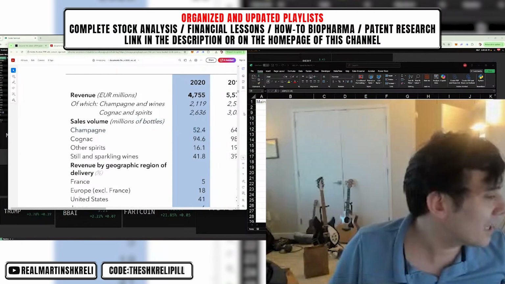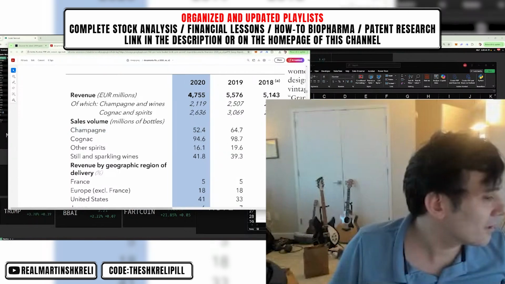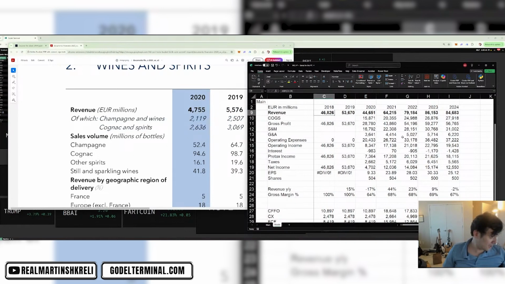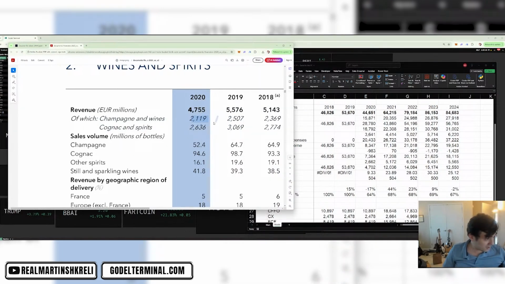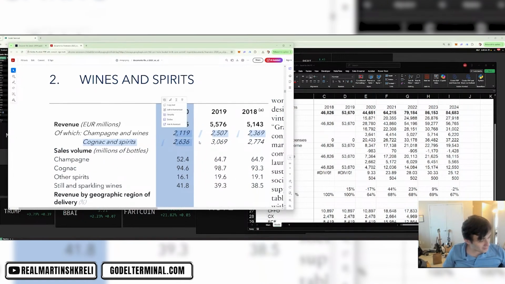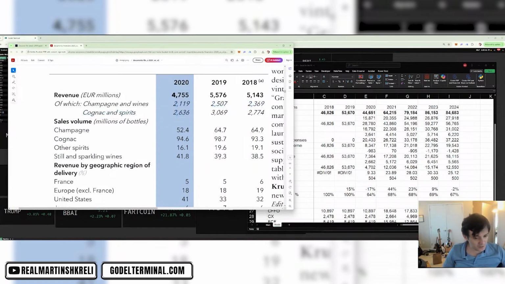52 million bottles of champagne. 94 million bottles of cognac. Oh, look at this. They never broke this out again. Half champagne, half cognac and spirits. Actually, a little bit like 60-40 cognac and spirits.